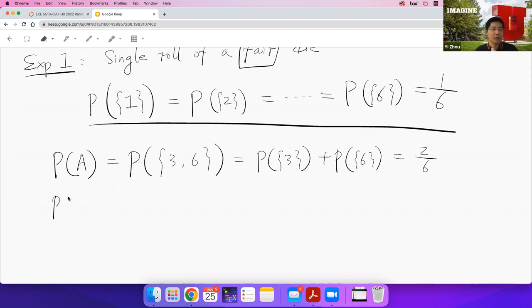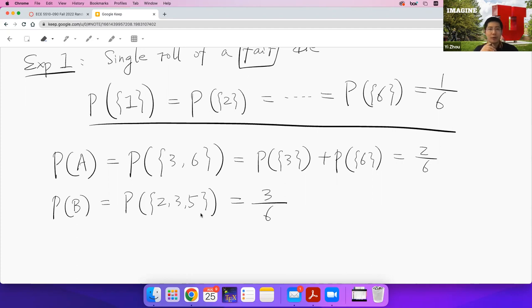And similarly, the probability of B. B means the outcome is a prime number. It's essentially the probability of the set 2, 3, 5. Again, we do it in the same way. We just sum up all the probability mass associated with each outcome in this event. Because it's a fair die, we know that it is 3 over 6, 3 outcomes, and all of them happen equally likely. So this seems very, very intuitive and very simple. It exactly matches our intuition, so there's no problem with this example.